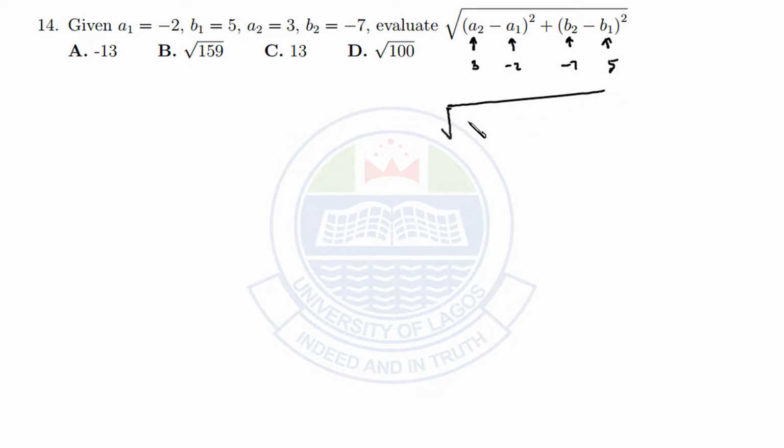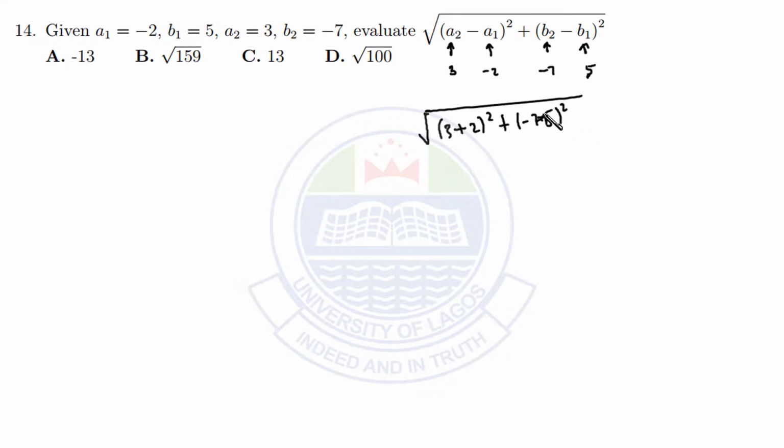That will give us the square root of 3 plus 2 all square plus minus 7 minus 5 all square. So this is minus 5, minus 5 all square. It gives us the square root of 3 plus 2, that's 5, 5 square is 25, plus this is 144. It gives us the square root of 169, which is 13. So the correct option here is 13. It's actually plus or minus 13, but we just pick the positive. Most cases we pick the positive answer.